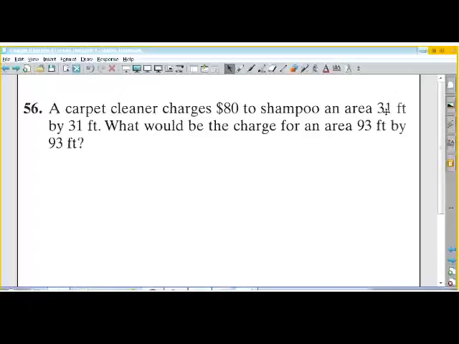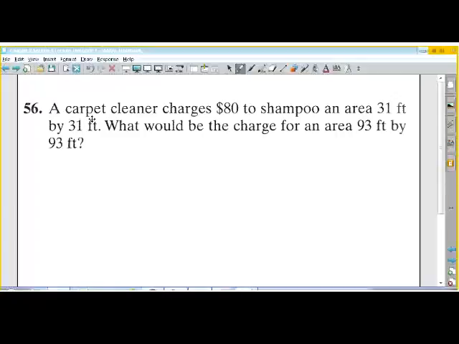Number 56. A carpet cleaner charges $80 to shampoo an area of 31 feet by 31 feet. What would be the charge for an area of 93 feet by 93 feet? So there's two ways of looking at this. You can think of it as a proportion problem, or you can think of it as a cost per unit area. We're going to look at both of them, because this is actually something you might use. If you're buying tile, you can buy 100 square feet of tile for such and such, and you have 500 square feet of floor space, how much is it going to cost me?